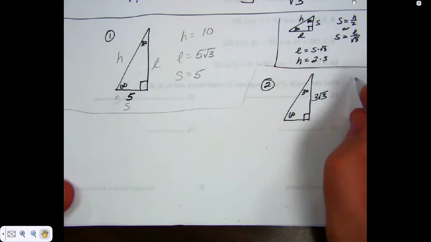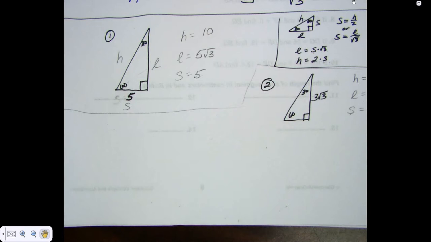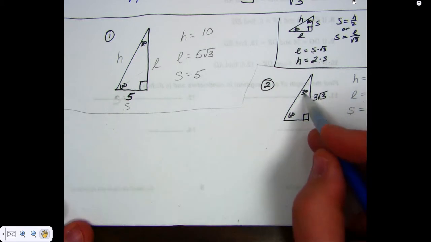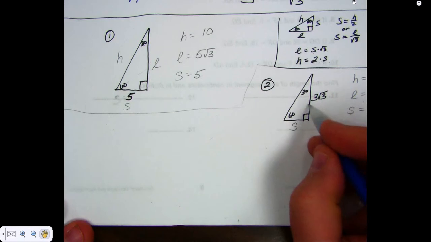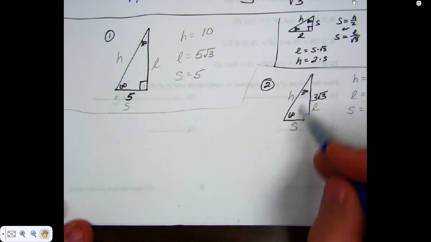In every one of these, I want you to find H, I want you to find L, and I want you to find S. What is always, always, always the first thing we do? Find S. But in order to do that, I need to know which one is what? S. Which one is S? Find the 30-degree angle. That one. That's S. What is this? That's the longer leg, L. What's this? H.